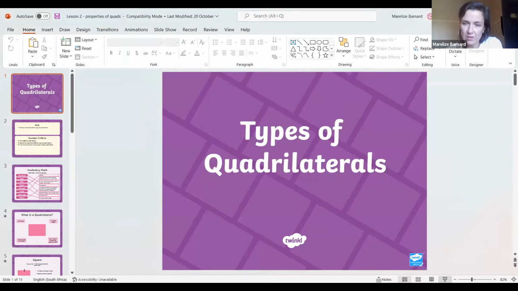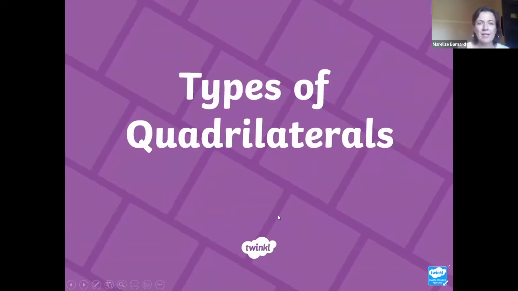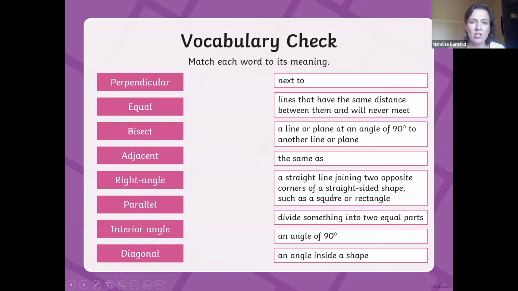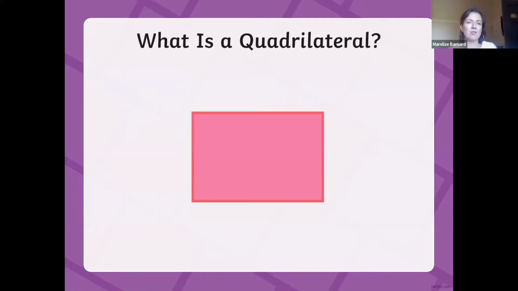Let's just wait for it. There we go. Alrighty. So let's start by talking about what is a quadrilateral. Put in the chat, if you think of a quadrilateral, how would you describe it or define it? What are its key characteristics? Pop it in the chat. 4 sides. Yes, definitely 4 sides. 4-sided shape. What else? Think about its angles.